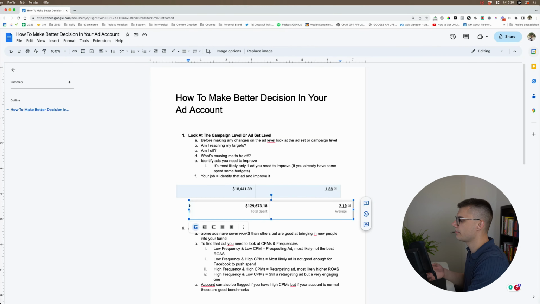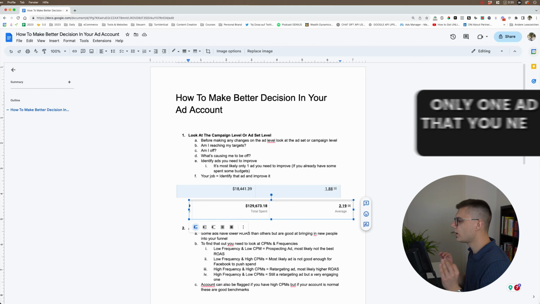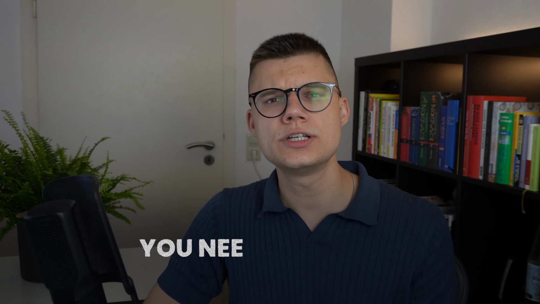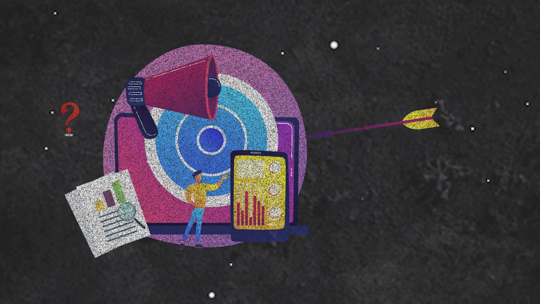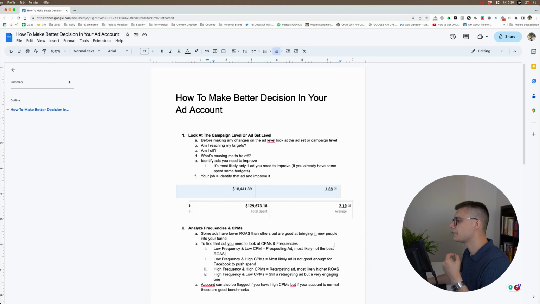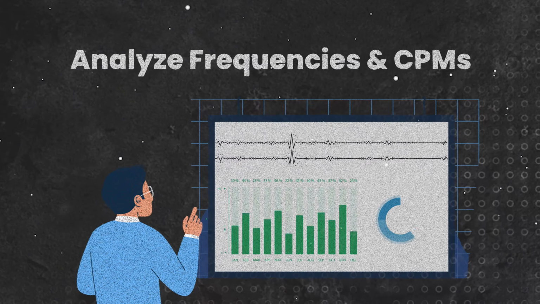If you already have spent some budget, if you're already spending like $100, $200, $300 per day, it's most likely only one ad that you need to improve. And your job as a brand owner, as a media buyer, as a Facebook advertiser is to identify that ad that you need to change, and then to improve that ad, right? It's not relaunching every single ad. It's finding that one ad which has potential to become your prospecting ad or your retargeting ad. Identify what your account is missing, which ad type, and then improve it, right? That's your job essentially. Then how you can make better decisions overall is by starting to analyze frequencies and CPMs.